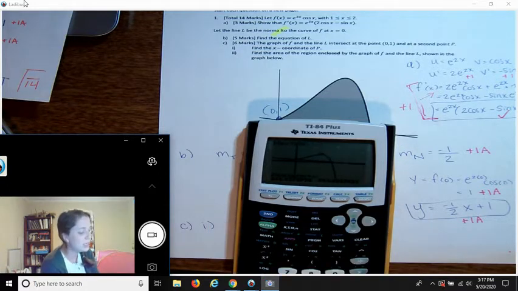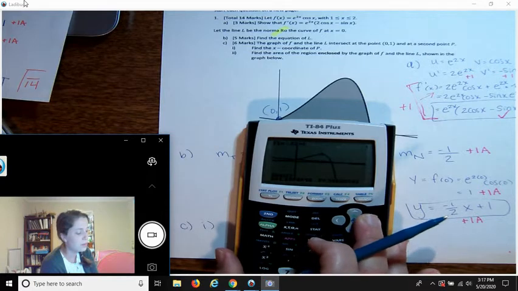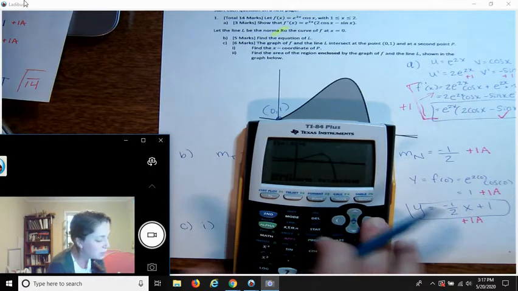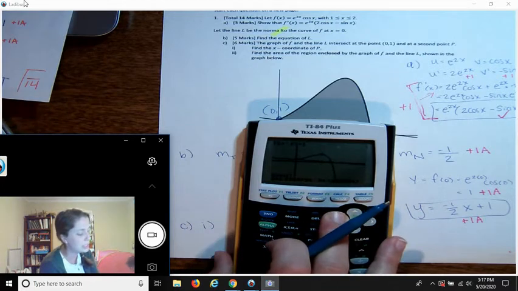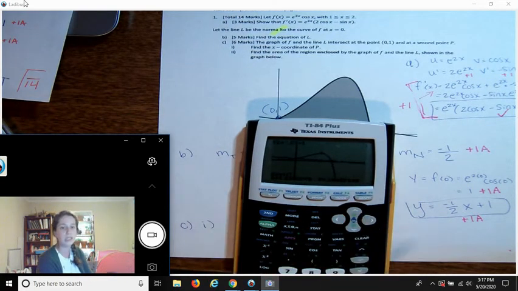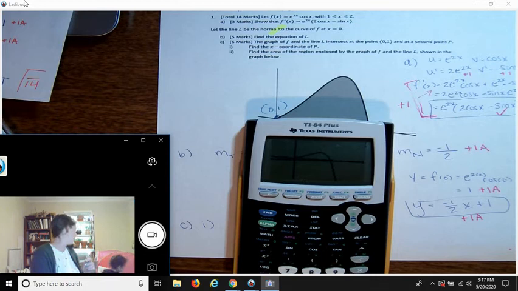Now, normally your guess doesn't matter too much, but right now the guess does matter a lot because there are two places where these functions intersect. So make sure you're close to the actual p-value.